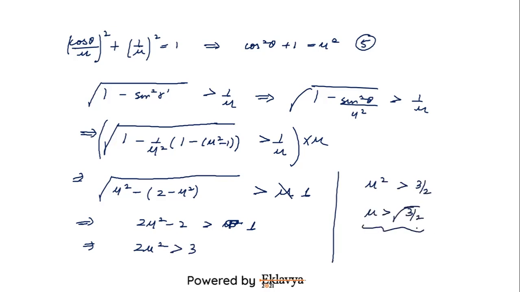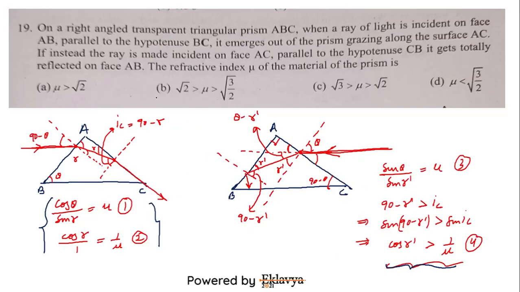Now based on this, I think we can answer the question. So here we see only one option which says mu should be greater than root 3 by 2. However, this option says something else also. Let's see whether we can figure this out or not. This is actually the easy part.